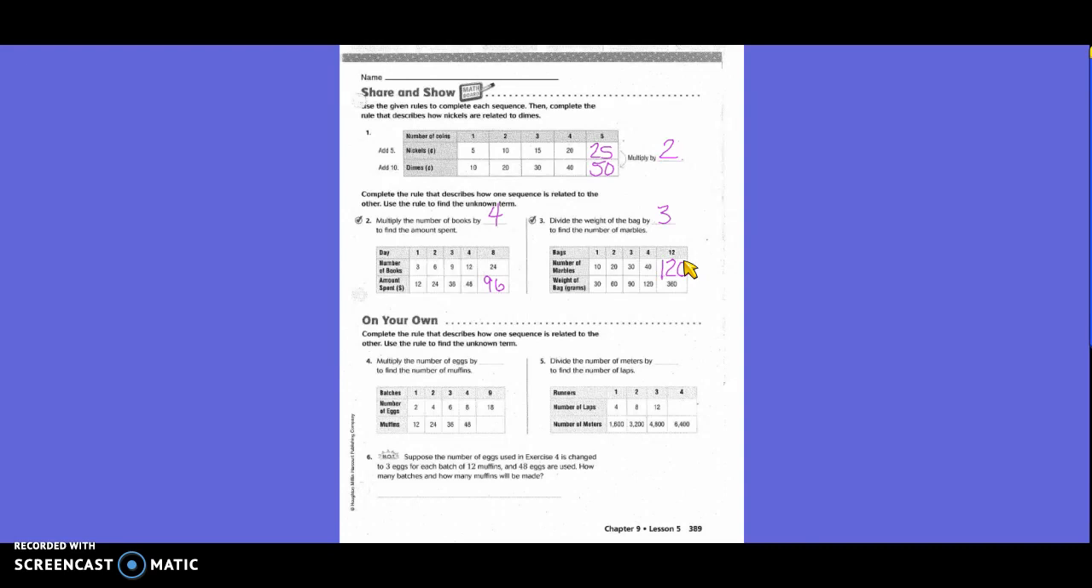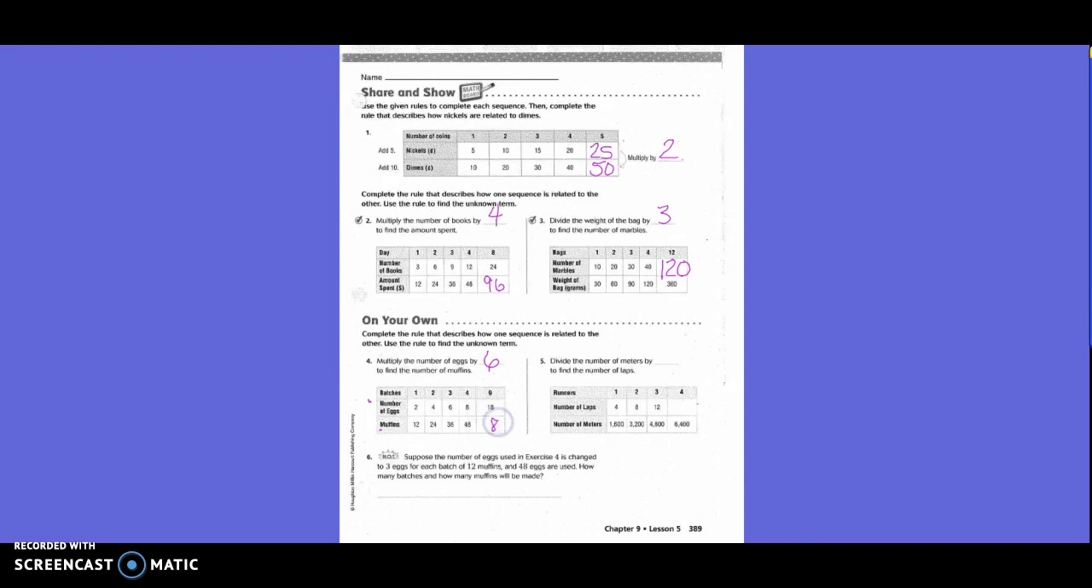Complete the rule that describes how one sequence is related to the other. Use the rule to find the unknown term. So they want us to multiply the eggs to the muffins, right? Yes. So they went from 2 to 12, 4 to 24, 6 to 36, 8 to 48. So what are they multiplying by? 6.